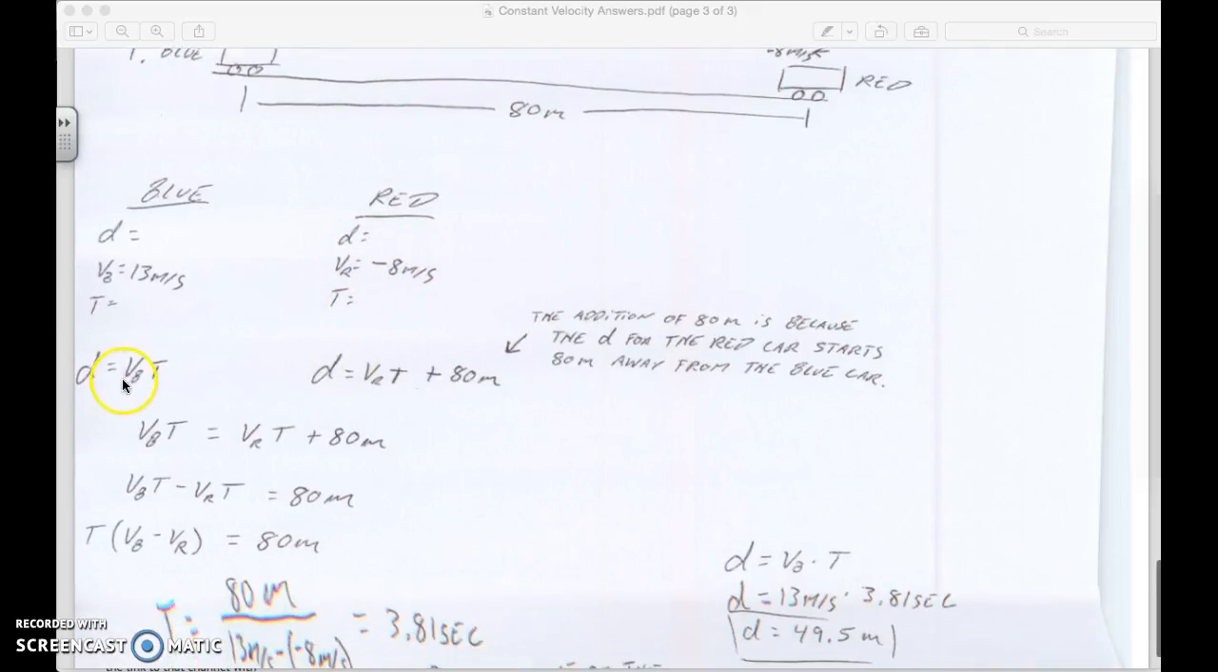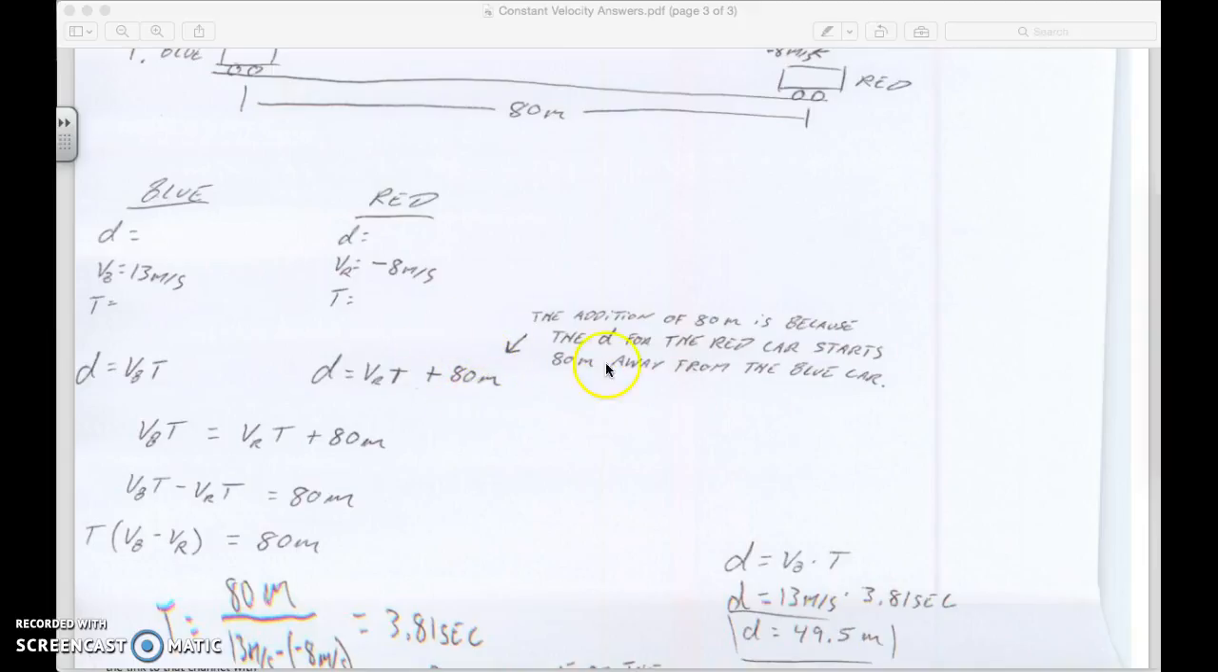We have our equation, which is D equals velocity multiplied by time. Now over here, we have D for the red car equals velocity multiplied by time. We want to know when these two D's will be the same, when they will be at the exact same spot on this particular point, like on this little line here. Well, I had to add 80 meters.